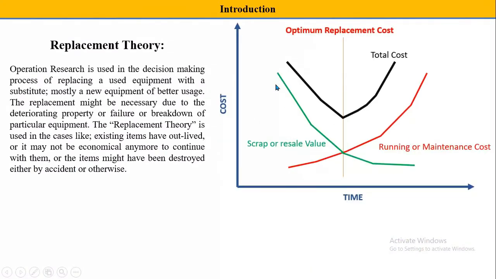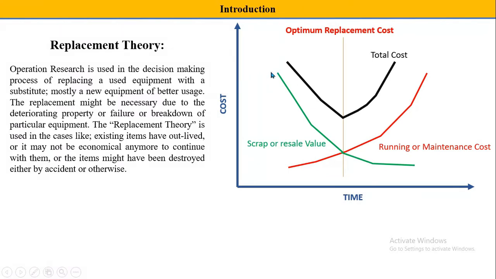Now let's see a graph over here. We can see a graph of cost with respect to time. In this graph you can see there are three curves. The first one is in green, that is scrap or resale value. The second one is a red one, that is running or maintenance cost, and the third one is a black one, that is total cost.